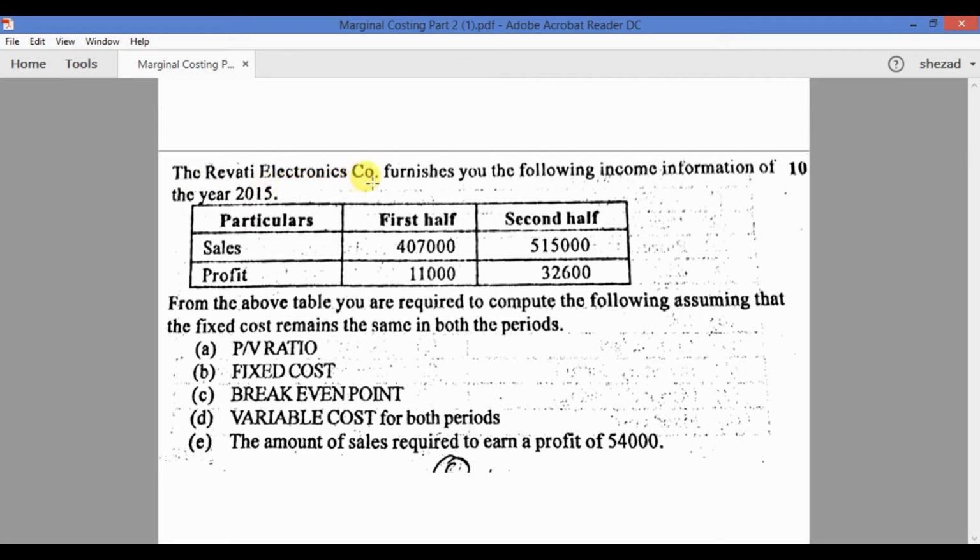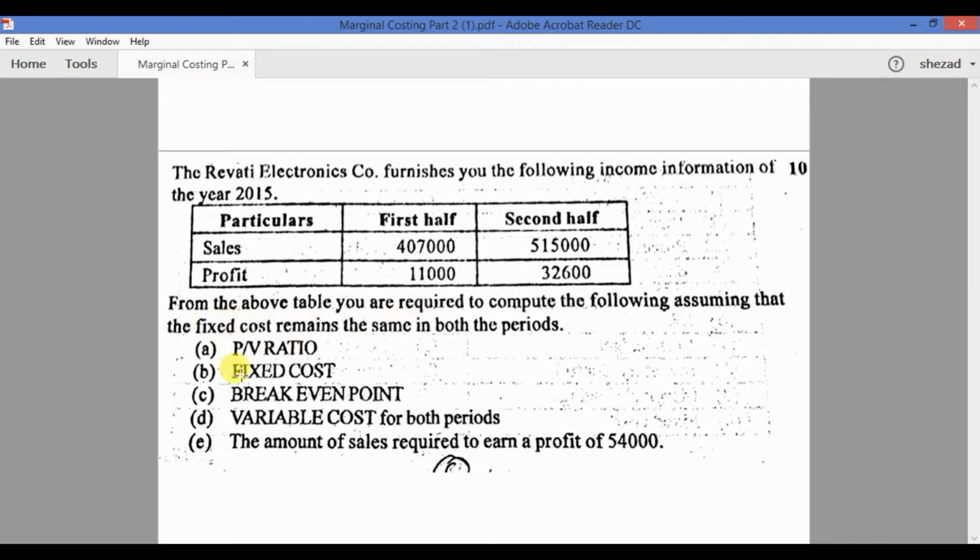The Revati Electronics Company furnishes you the following income statement of the year 2015. In the first half and the second half, the sales are 4,07,000 and 5,15,000. The profit is 11,000 and 32,600. From the above table, you are required to compute the following, assuming that the fixed cost remains the same in both the periods. Yes, the fixed cost is going to remain the same in both the periods, and this is the property of fixed cost. So no need to mention this line.